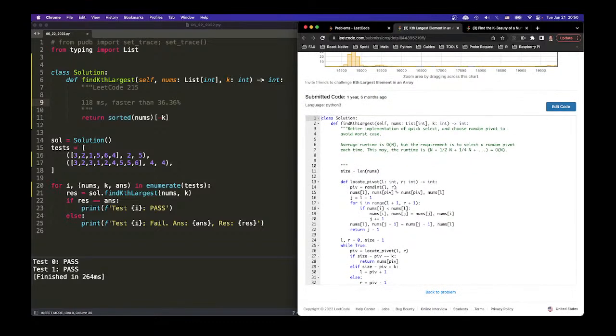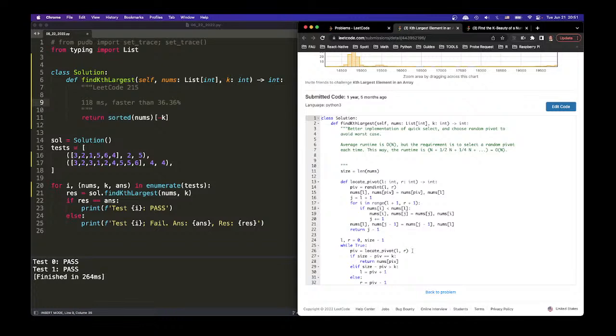Locate pivot. So we'll randomly pick one. So what's the idea? Kth largest. So we randomly pick one, so pivot, or locate a pivot. And then what? We put the pivot, and on the left we swap these, okay?